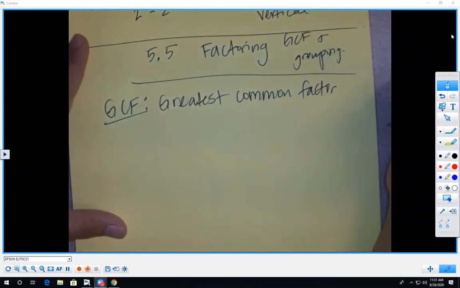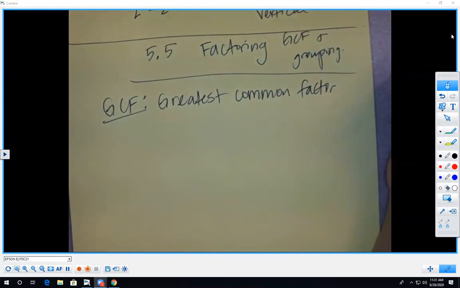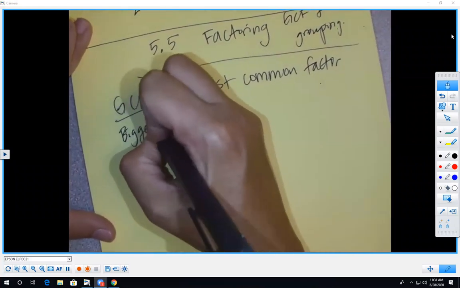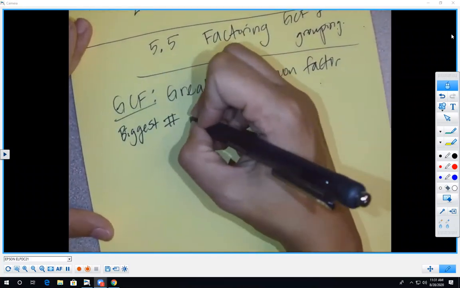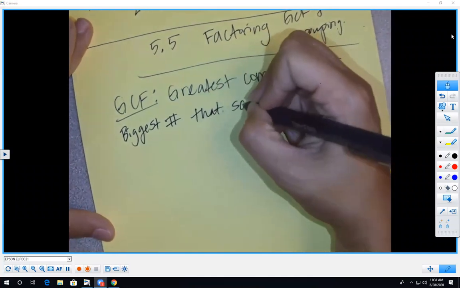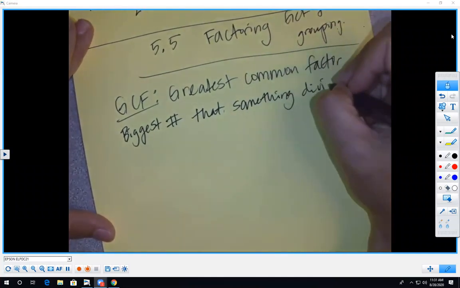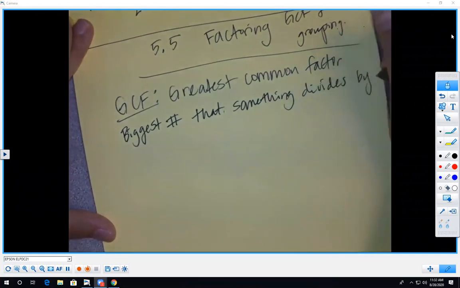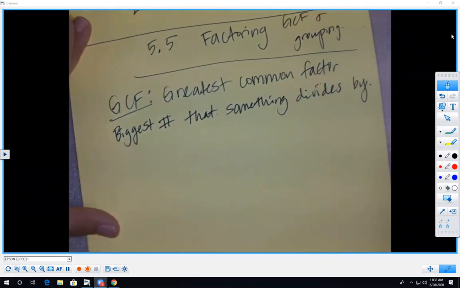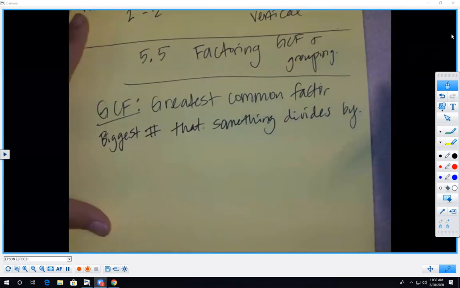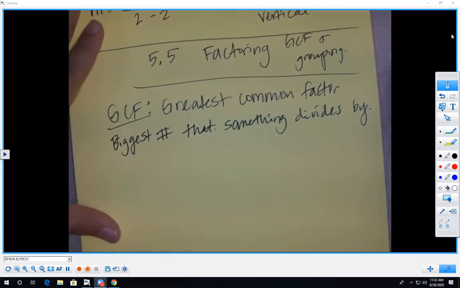Okay, the non-mathy way to say the greatest common factor is the biggest number that something divides by. So it's the biggest number that something divides by. And this is something you have been doing a whole lot, your whole life in math. Not a whole life, but a whole bunch at this point.